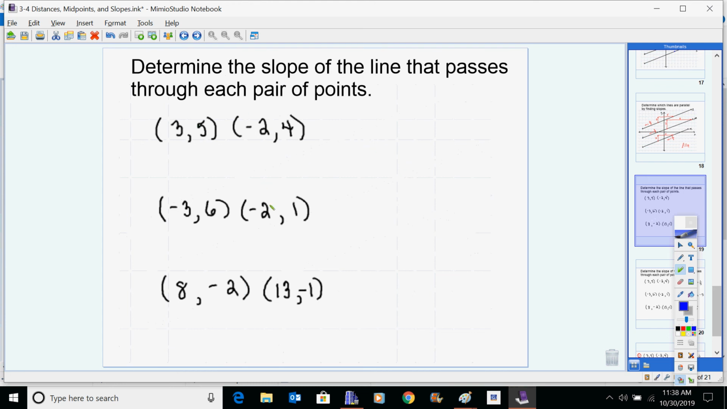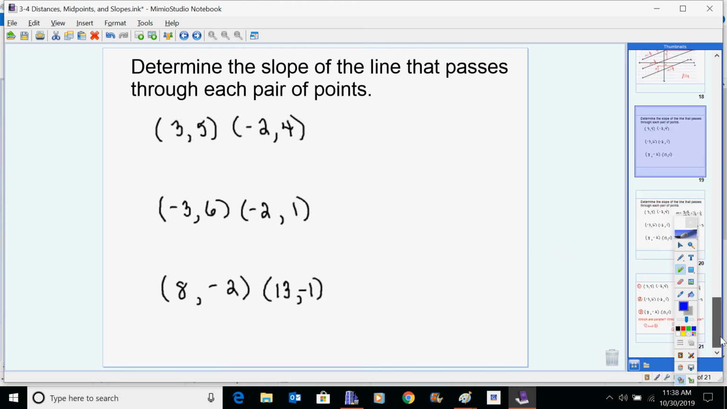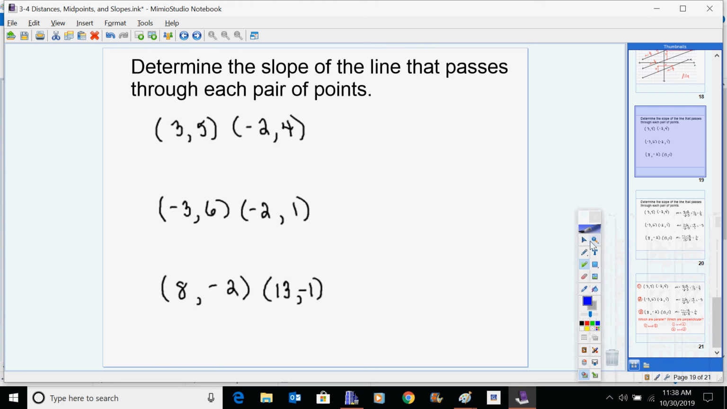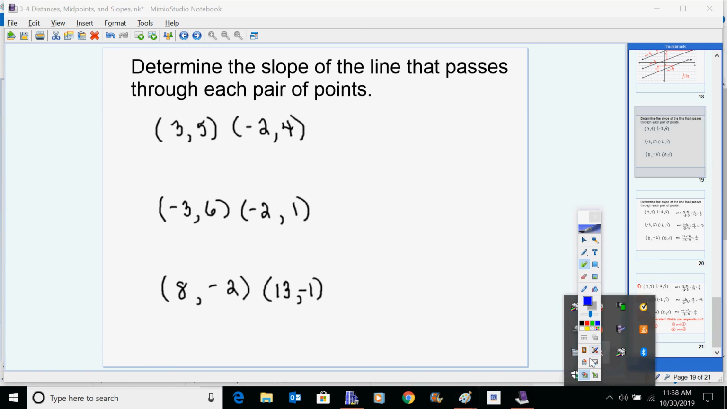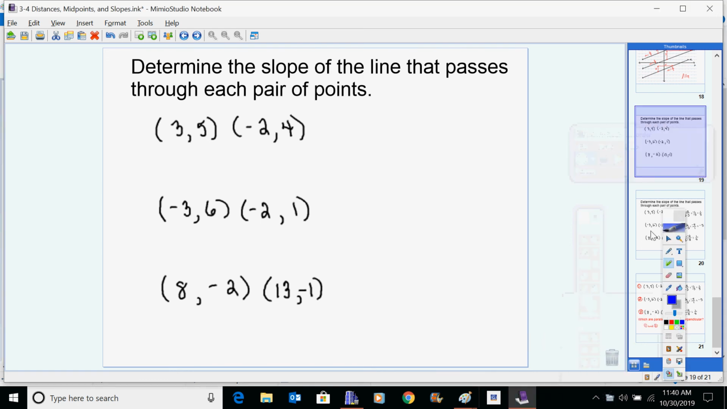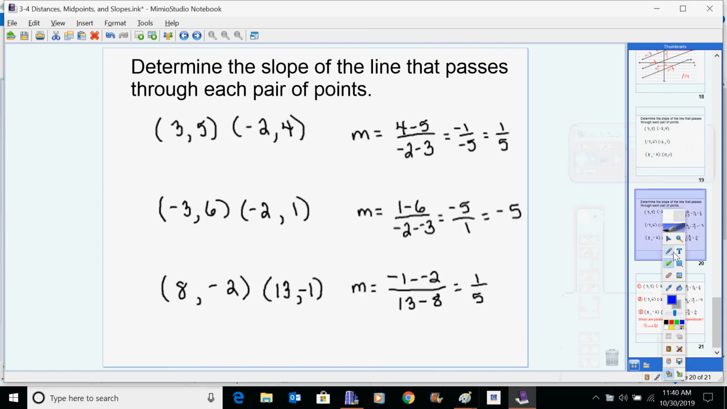Determine the slope. So we want to really quickly just practice finding the slope. I'll put it on pause while you take a minute and find the slope of these three lines, because there's no point in having you all listen to me do them. Okay, so after you've had a chance to work a little bit, we'll check these out.